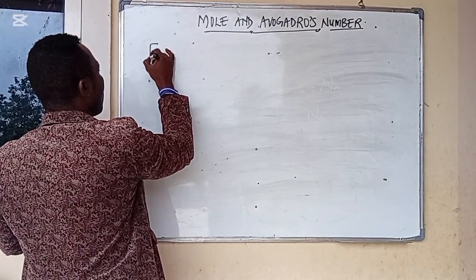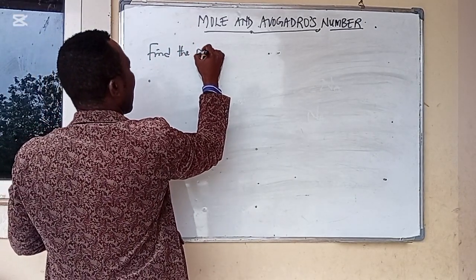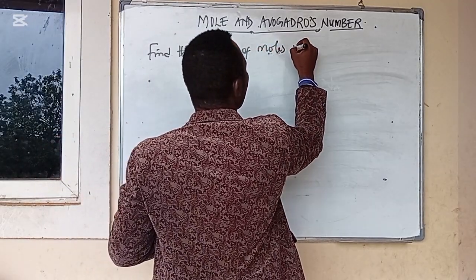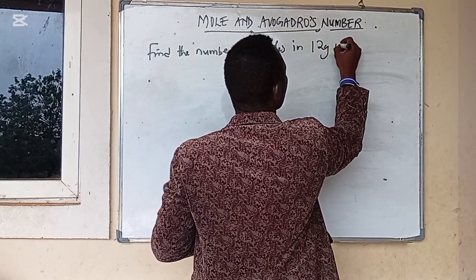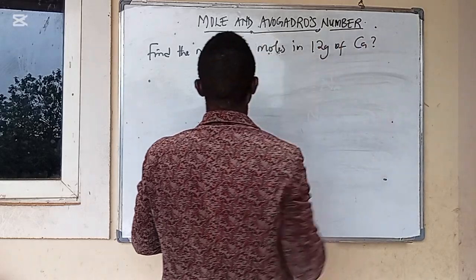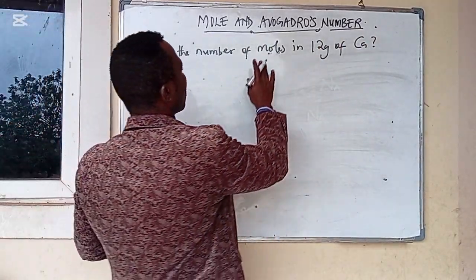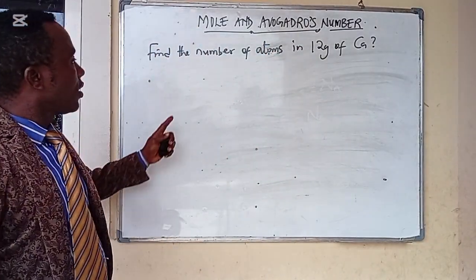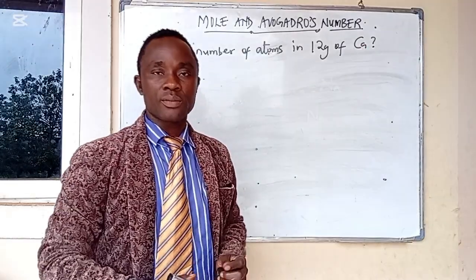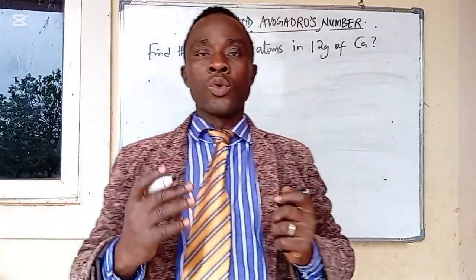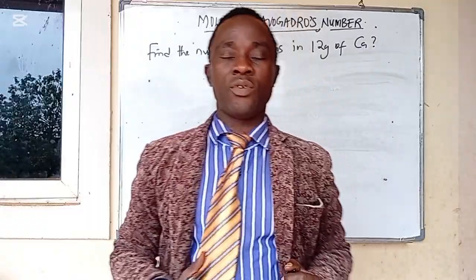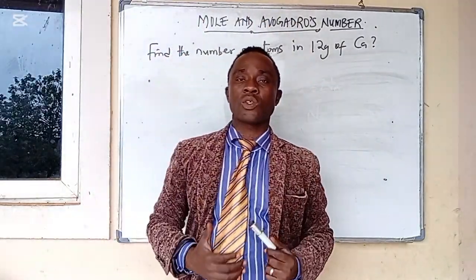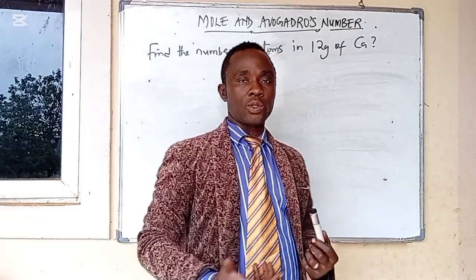Let's say we have: find the number of moles, or find the number of atoms, in 12 grams of calcium. Now, when you see this kind of question, you remember the relationship that I gave you. The relationship is that 1 mole of a substance is equal to the molar mass of that substance, which is equal to Avogadro's number.